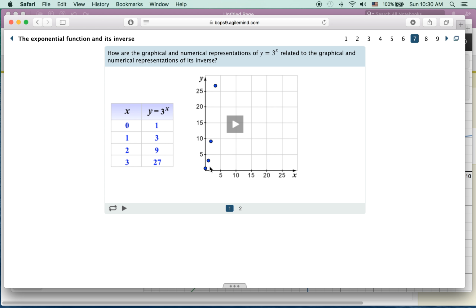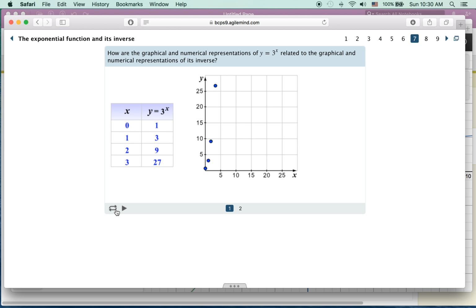Okay, if we graph this function, here we have x is 0, and we get 1. So we start off away from the origin by 1. When x is 1, we got 3. Well, you can see when we graph this, it's increasing really quickly.